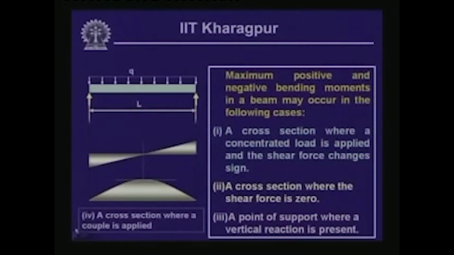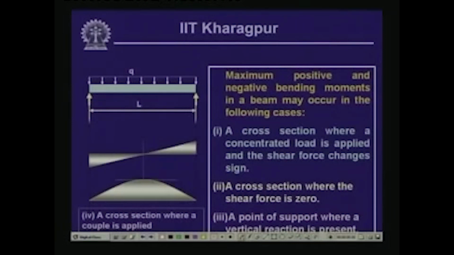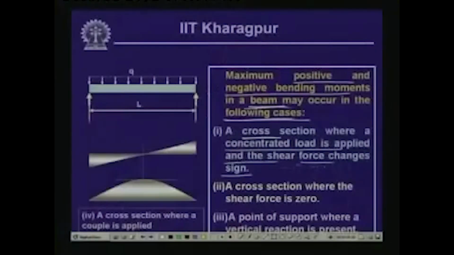Now, let us look into some more aspects on this. The maximum positive and negative bending moments in a beam may occur in the following cases. Number 1, a cross section where a concentrated load is applied and the shear force changes sign. Now, this aspect we have seen, right now we have solved one example wherein a uniformly distributed load is there on a beam, and we have a concentrated load as well, and we have seen in the shear force diagram the sign changes from negative to positive. So, wherever we have a concentrated load, there the shear force changes its sign.